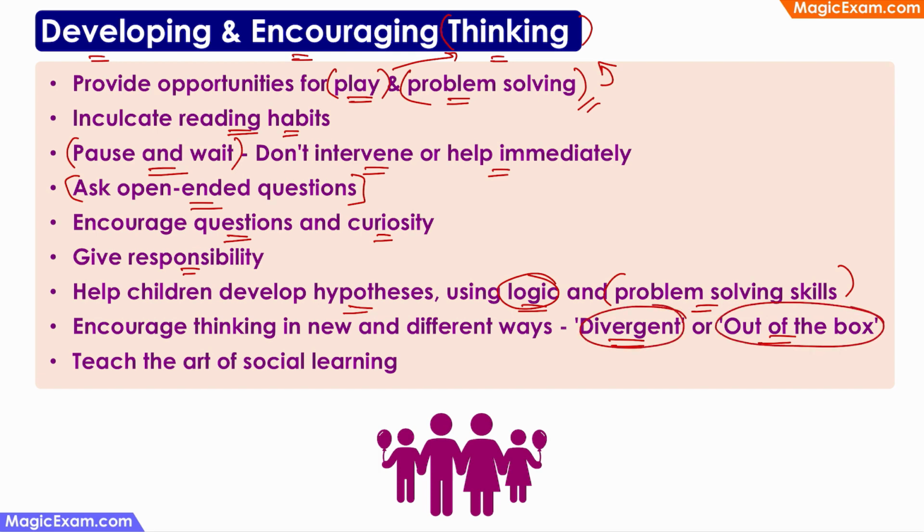And teaching the art of social learning is also very, very important, because a lot of learning happens through social interactions. It can be interactions with other students, it can be interactions with other community members, or it can be interactions through the media. So social learning is also very, very important, and children should be trained to use social learning for their own development. Therefore, these are some of the ways in which we can develop and encourage thinking in children.